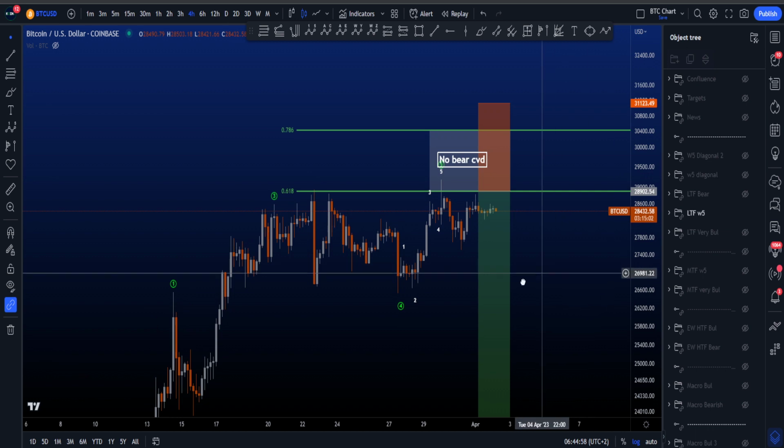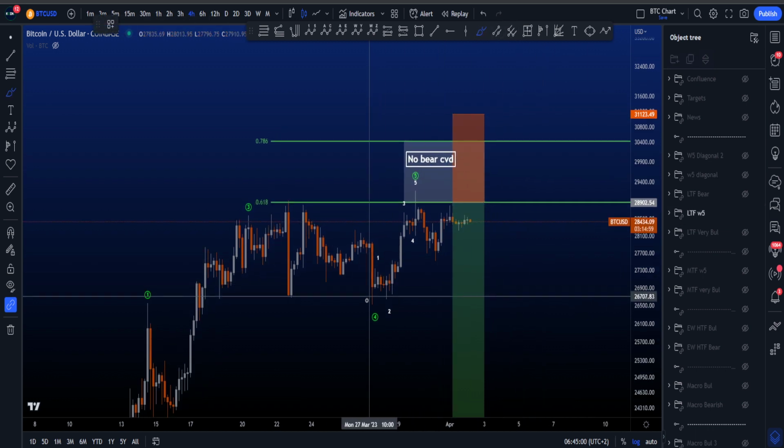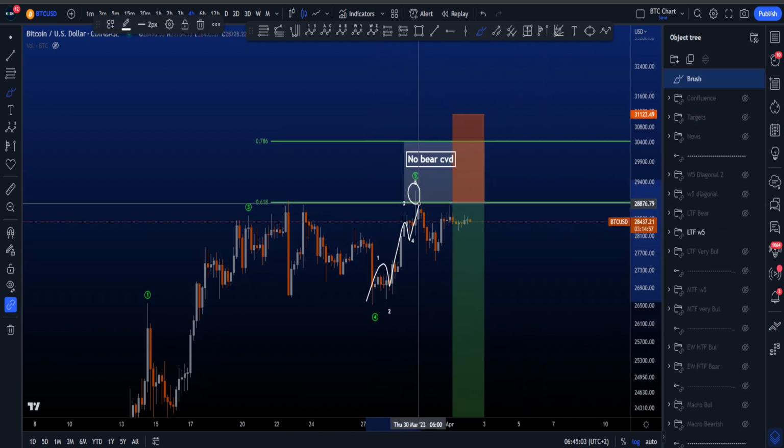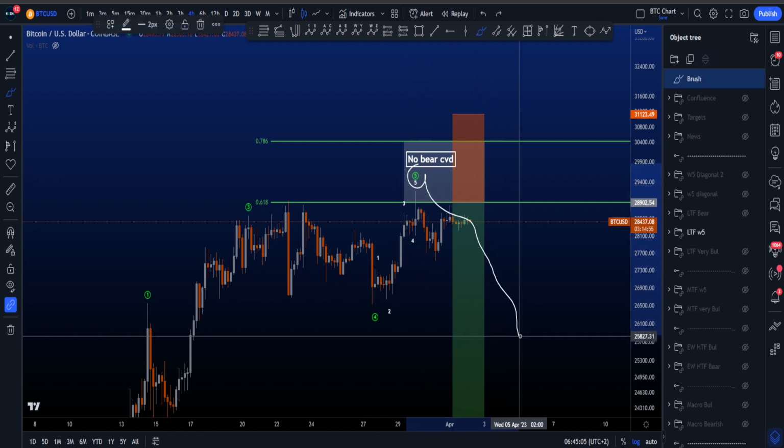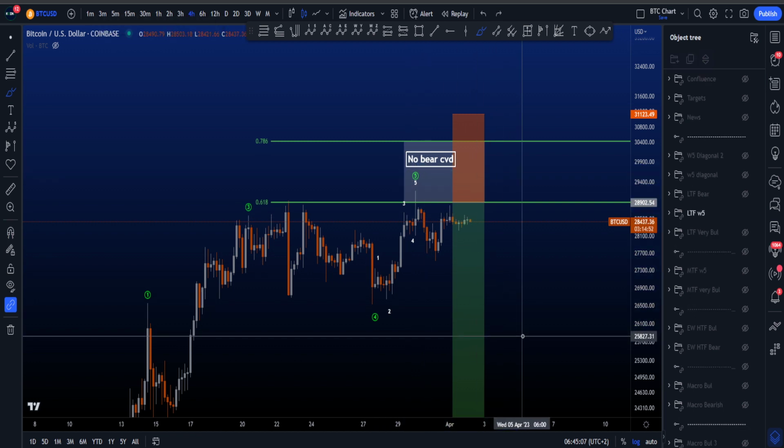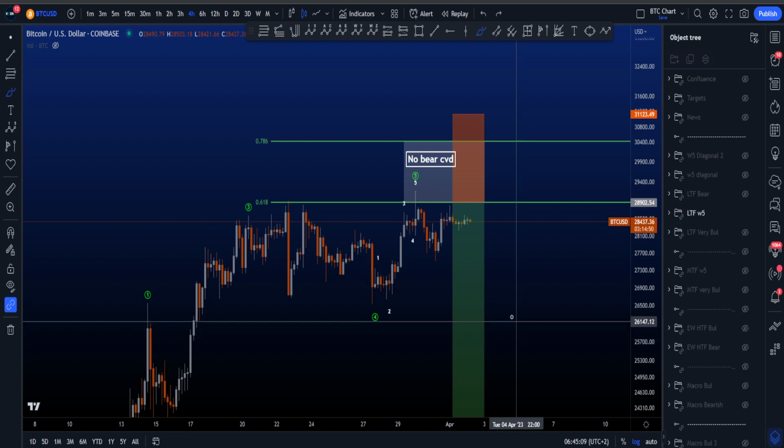If you then look at this scenario, wave 5 is already in, with the final leg being a 1, 2, 3, 4, 5 over here. So now wave 5 is in and we're basically looking for more downside. Now, this one is definitely plausible, right? This one is definitely possible.